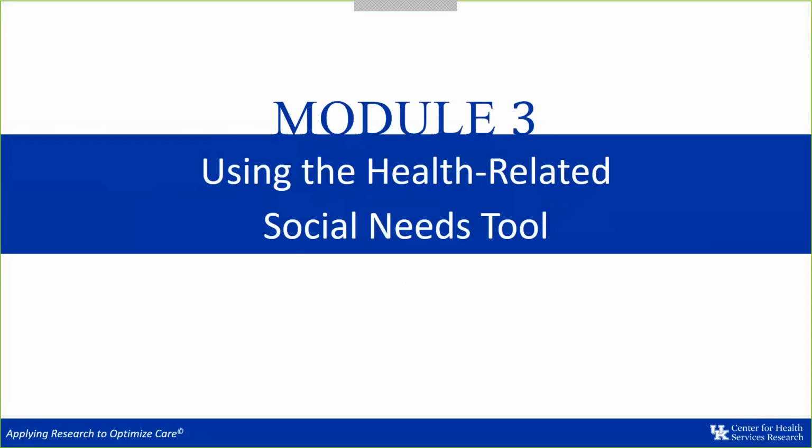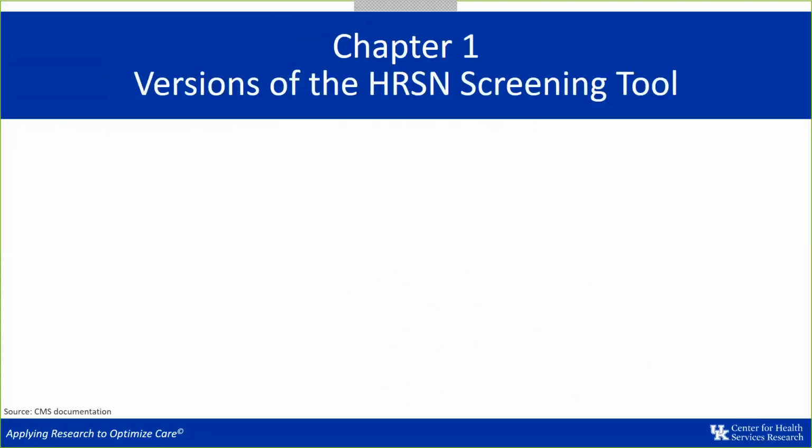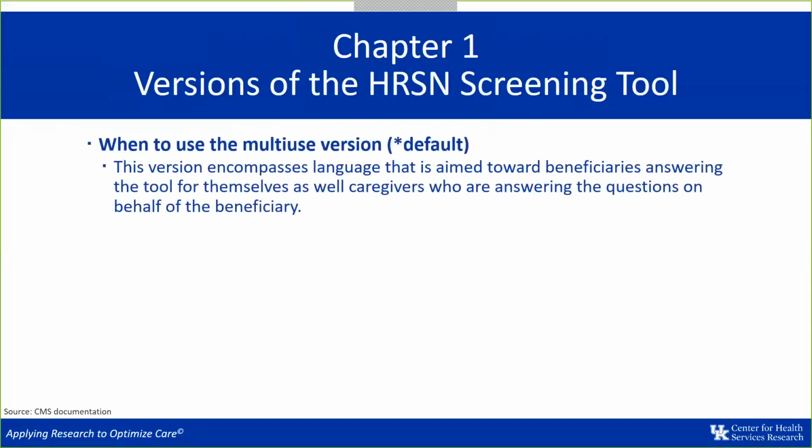So Module 3 talks about using the Health-Related Social Needs tool. So Chapter 1 is version of the HRSN screening tool. You'll be using what's called the multi-use version, which encompasses language that is aimed toward beneficiaries answering the tool for themselves, as well as caregivers who are answering the questions on behalf of the beneficiary.